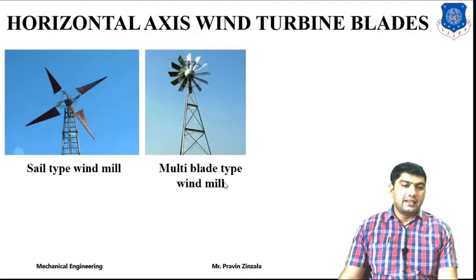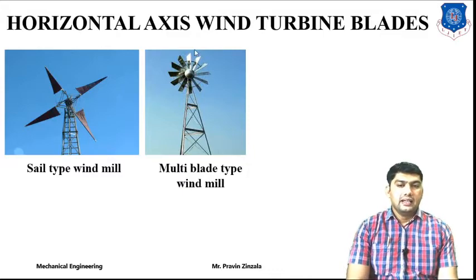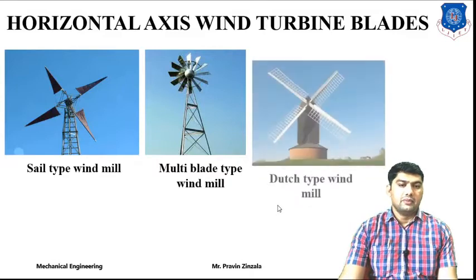Next is the multi-blade type windmill. Generally 8 to 12 wind blades of almost the same shape are installed. It's called a multi-blade type windmill.